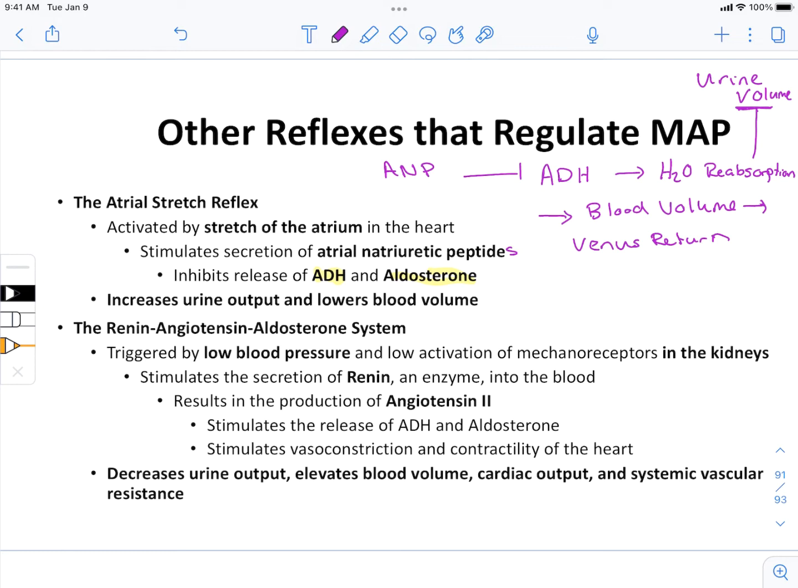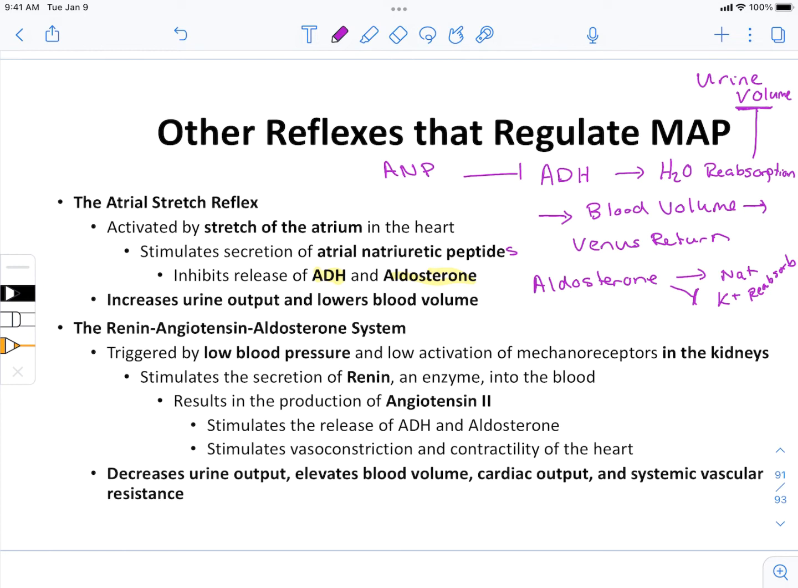ADH is not the only thing. Of course, we have aldosterone, which I've mentioned before too. When aldosterone is released, it increases the absorption of sodium, while at the same time inhibiting the reabsorption of potassium. Kind of running out of room, but I'm just going to write reabsorb, which is going to refer to both of them.